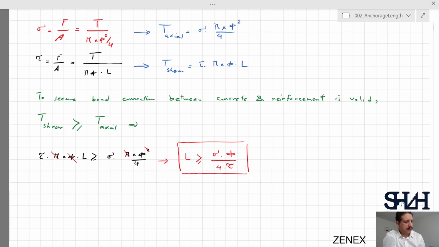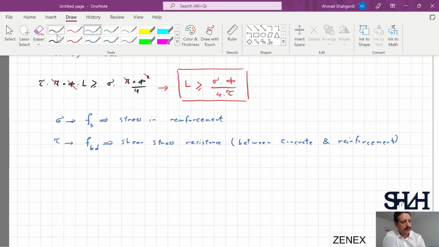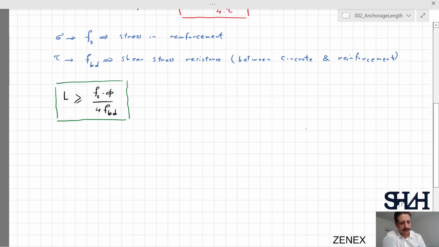So if we write down sigma as the stress in reinforcement, and if we write tau as fbd, or shear stress resistance between concrete and reinforcement, then the equation will be L should be greater than Fs times phi divided by 4 fbd, which is the given equation in Eurocode. And also in many other codes, the concept is the same.